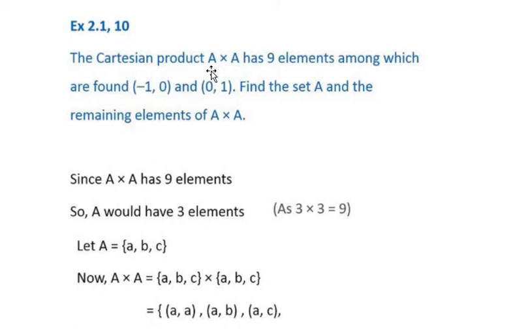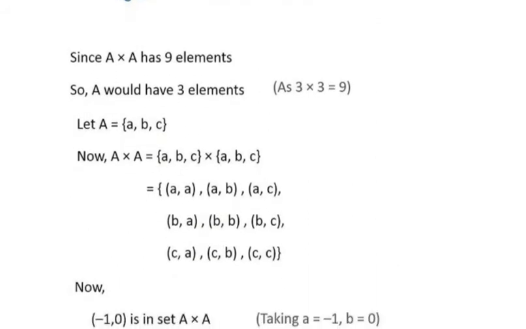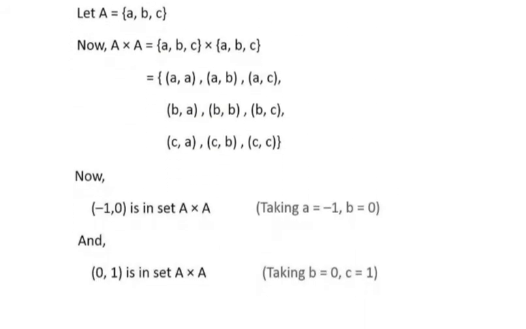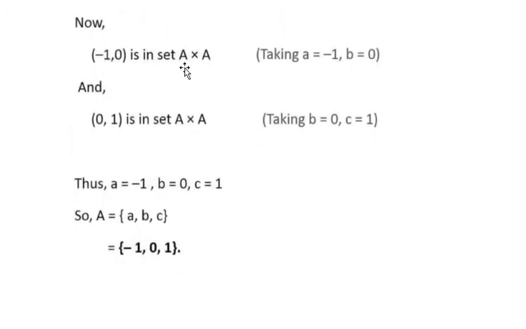Now you can see here we have A cross A, so the second element also belongs to set A. Therefore A will have -1, 0 and 1. So our set A is what? -1, 0 and 1. Here I have written the explanation that (-1, 0) belongs to A cross A, that means -1 belongs to A, 0 belongs to A. Here again 0 belongs to A, 1 belongs to A, that means set A is {-1, 0, 1}.